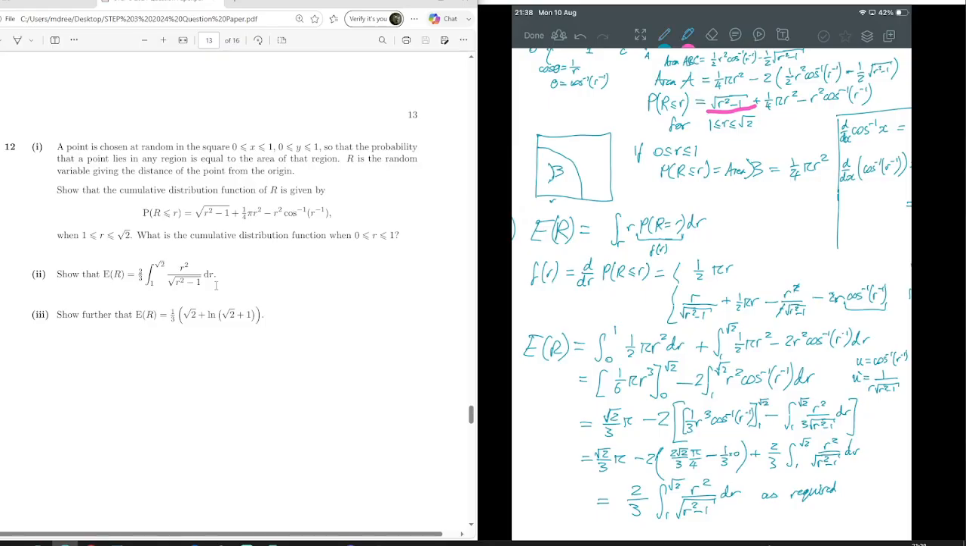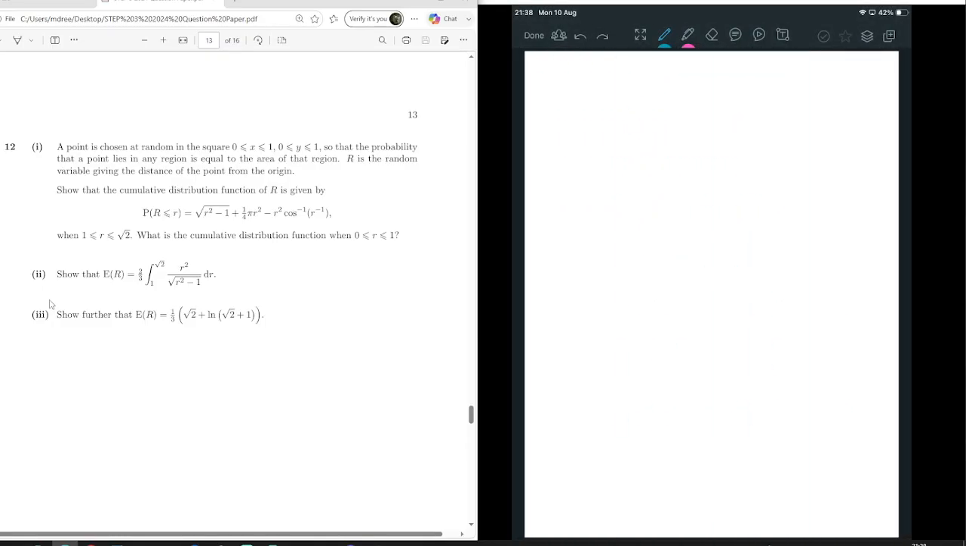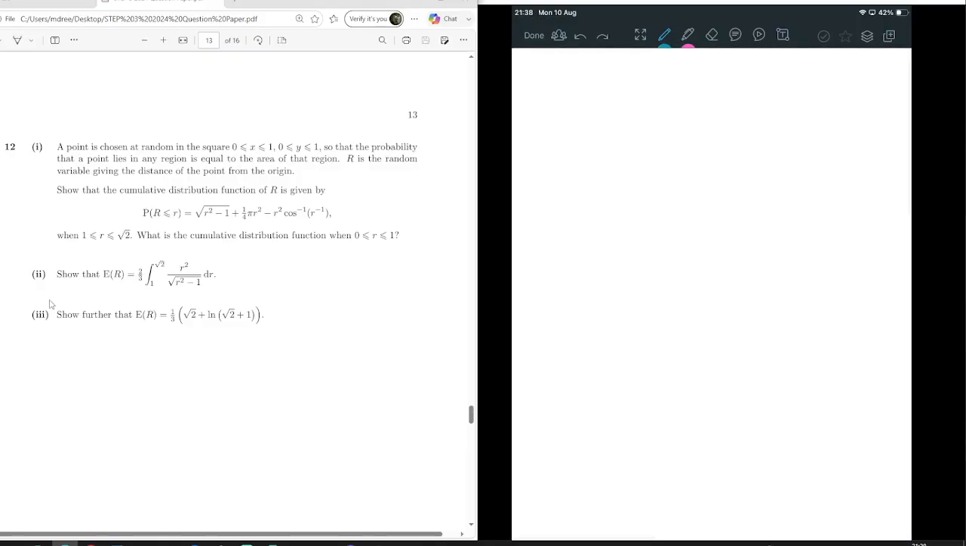The only stats that you really needed was these two facts here, which is why I liked these stats questions. They are just bonus pure questions hidden under a little bit of stats. Next then, show further that ER is actually this. So it's actually telling us now to evaluate this integral. So let's give it a go. So this is now part 3.